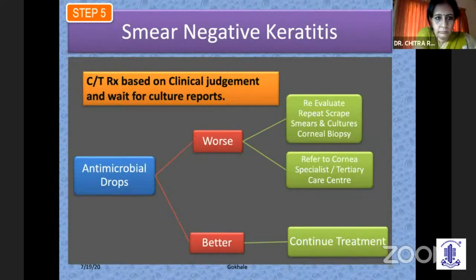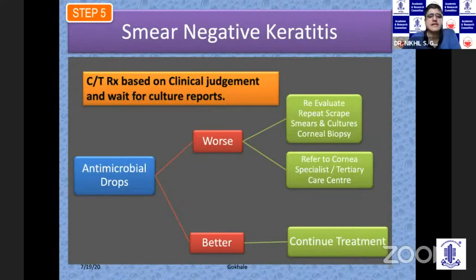In these situations, we can continue our empirical therapy till we have cultures on hand. If we don't have cultures on hand and if the patient is getting worse, in that case, we need to consider whether we would try to do repeat smears or refer the patient to a higher center so that we can get to the diagnosis correctly.